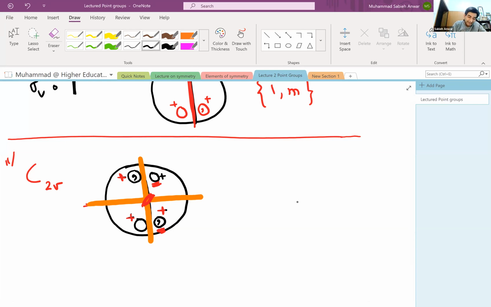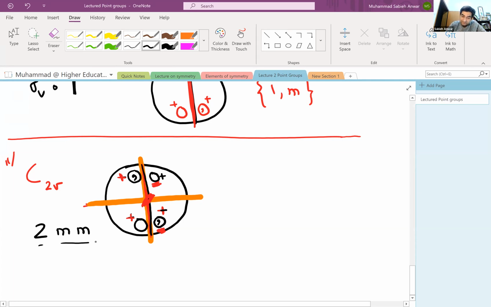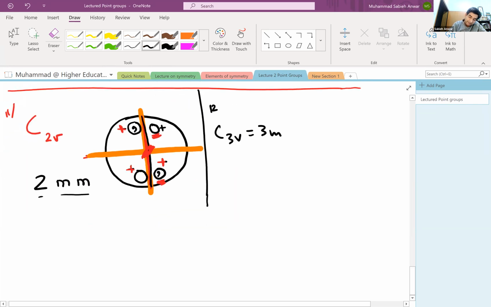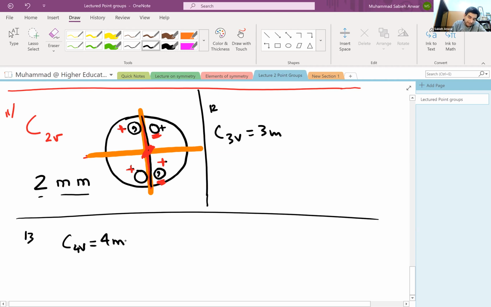This point group in the international notation is represented as 2mm. A two-fold rotation and two mirror planes, mm. And the old notation, it's C2V. Okay, and there is no forward slash sign because now the mirror planes contain the principal axis of rotation. They're not perpendicular to it. Likewise, I can generate C3V, which is 3m. I can generate C4V, which is 4mm.